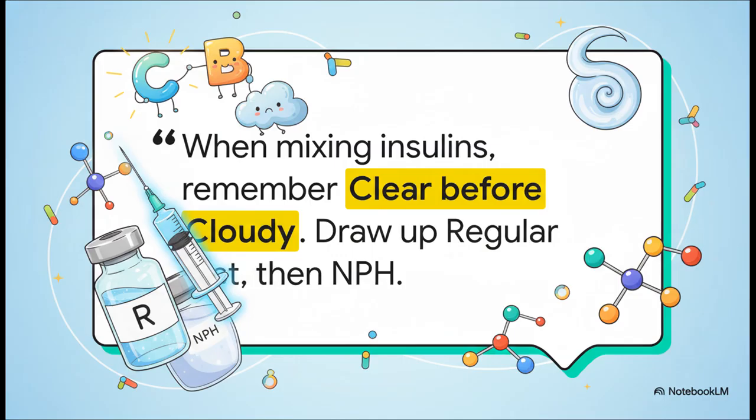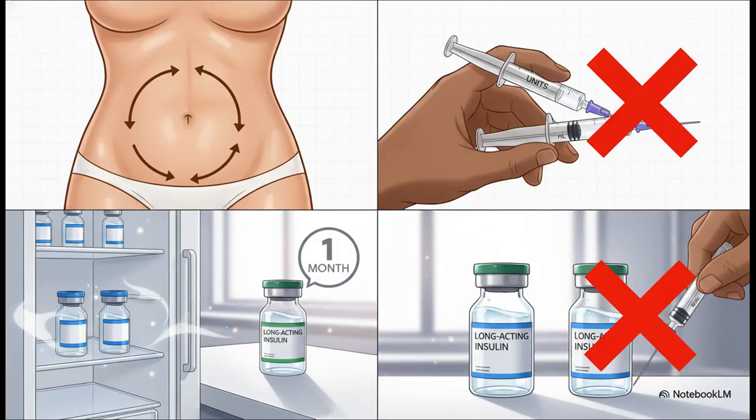Okay, here's a classic nursing school mnemonic that is an absolute must-know. When you're mixing insulins, it's always clear before cloudy. The easiest way to remember it is RN, you drop the regular insulin, which is clear, before you drop the NPH, which is cloudy. Doing it this way makes sure you don't accidentally get any of the longer-acting NPH into your short-acting regular vial.